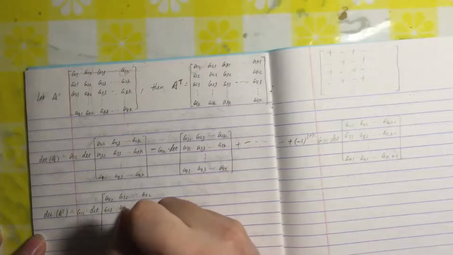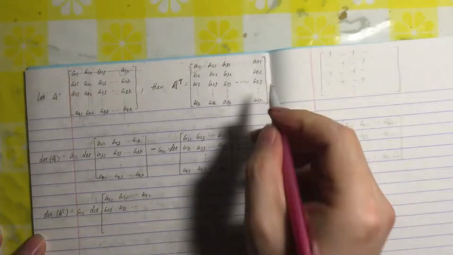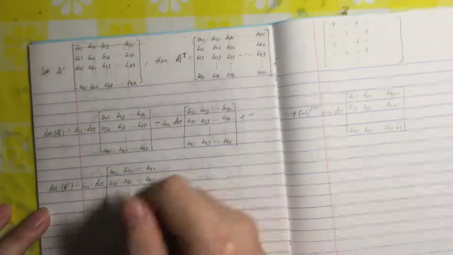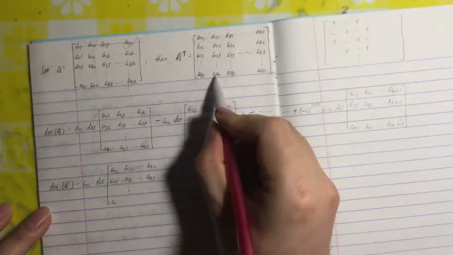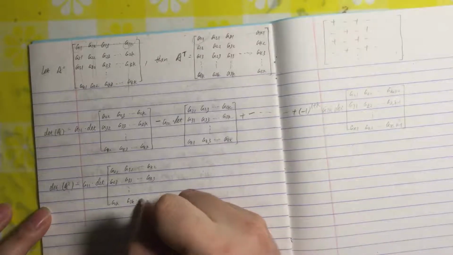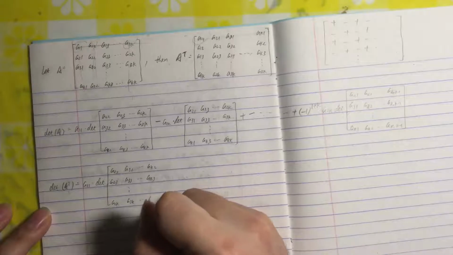Next row will be A23, A33, and AK3. The last row will be A2K, A3K, and AKK.